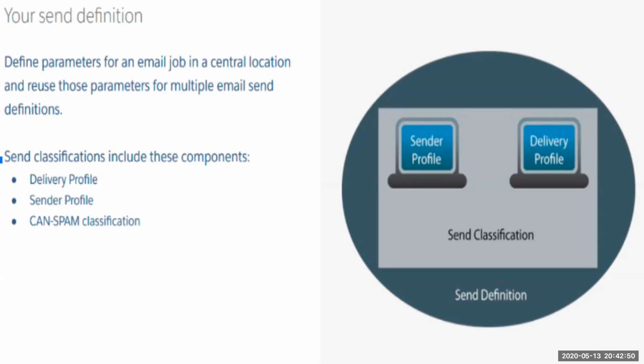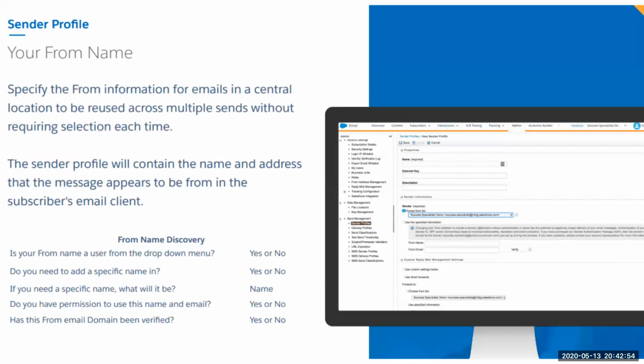So these three parameters completely come in send definition. In the next few slides, we will understand what a sender profile, delivery profile, and send classification are. So sender profile is nothing but the profile of the sender, which mainly contains the name and the address that the message appears to be from in the subscriber's email client. What does this mean? When we are sending out an email, what is the name that you want to display to your client? What is the email that you want to display to your client on receiving a particular email?